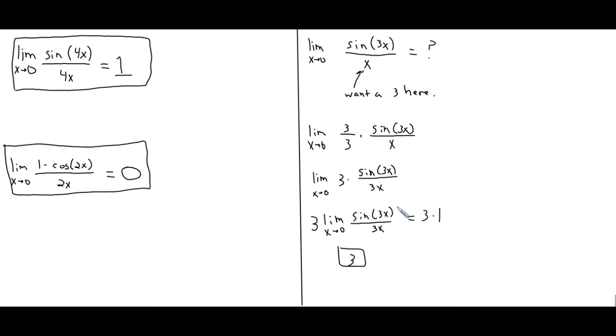So notice what we did here. We saw the initial problem and we recognized that, hey, this looks similar to our formulas at the beginning, but it's not quite there, right? We want a 3 at the bottom. So how can we get a 3 at the bottom? Well, we have to multiply by 3 over 3, right? Because you can multiply anything by 1 and it doesn't change it. So we multiply by 3 over 3, which gave us our 3 on the bottom, pulled the 3 outside of the limit, and then we could solve it easily.